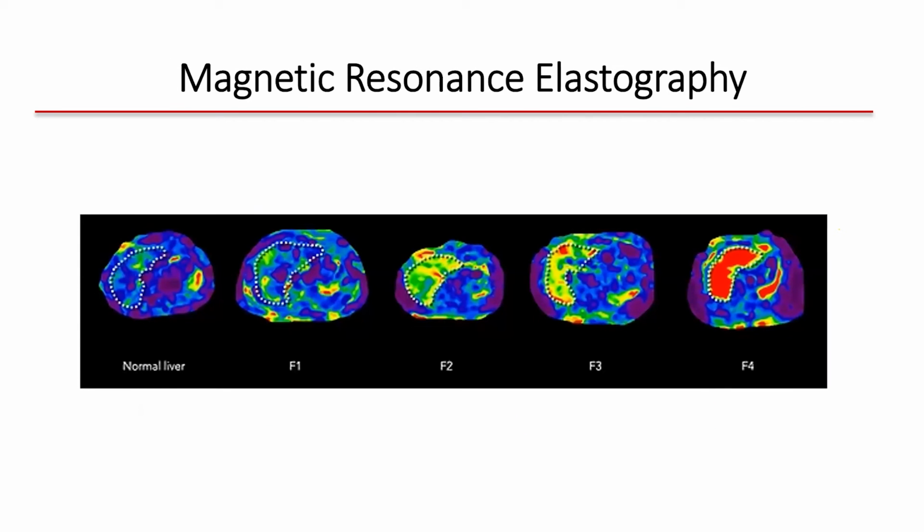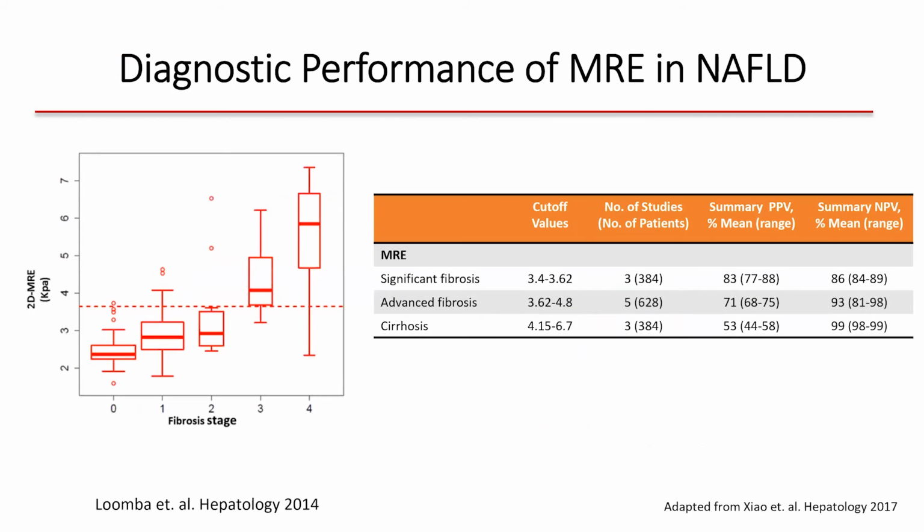Let's move over to MRE, so magnetic resonance elastography. This is a similar plot as I showed you with Fibroscan. We can see the median MRE box plots plotted against the fibrosis stage. Same concept: in the earlier stages of fibrosis, all the values are clumped together, so they're not able to differentiate as well. However, once you get to more advanced disease, the separation is far better.